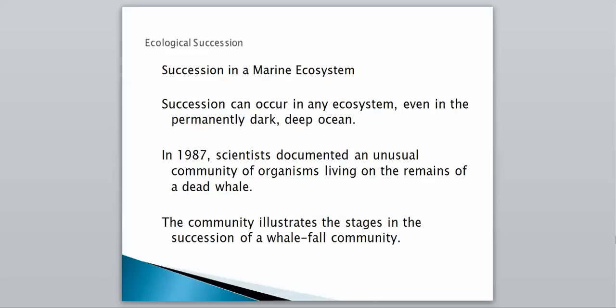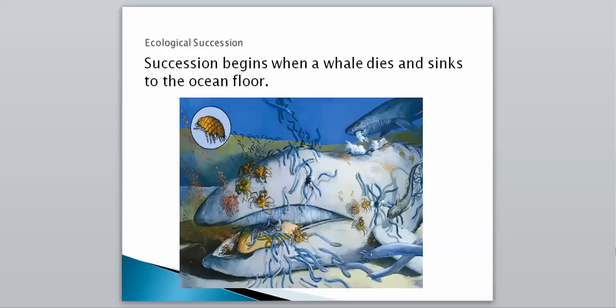And so now we have to look at an example of how succession can occur in a marine ecosystem. And this can occur in any ecosystem, even in the permanently dark deep ocean. So again, land is not the only place where it can occur. And in 1987, scientists documented an unusual community of organisms that actually lived on the remains of a dead whale. So this whale died, and it gave a home to a variety of unusual organisms. And the community illustrates the stages in the succession of a whale fall community, and it's called a whale fall community because a whale fell down to the bottom of the ocean.